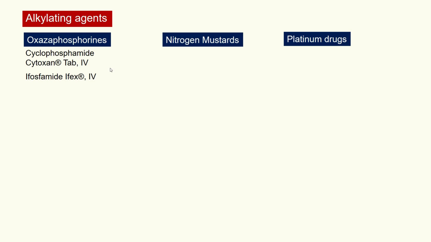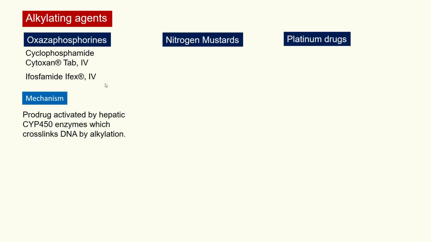Among the phosphorins, the most popular drug is cyclophosphamide. Cyclophosphamide is one of the most widely used anti-cancer drugs, which comes in tablet, oral dosage form, and also IV infusion. The oral dosage form is very popular, and IV infusions are used in hospitals. Ifosfamide also comes in intravenous dosage form.